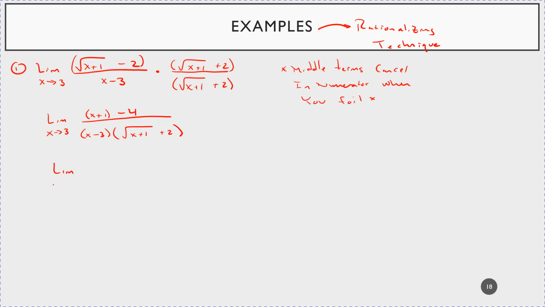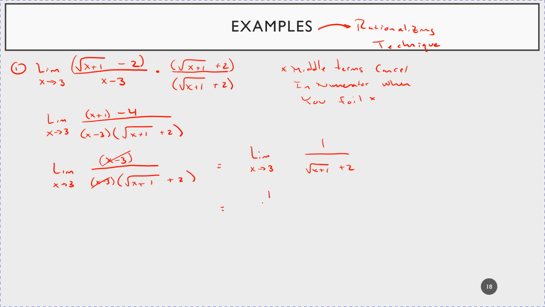So this becomes the limit as x goes to 3. Look, x plus 1 minus 4 becomes x minus 3, divided by x minus 3 times the square root of x plus 1 plus 2. Do you see why I didn't distribute? Well, look what's going to cancel here. Cancel, cancel. This becomes the limit as x goes to 3 of 1 all over square root of x plus 1 plus 2. And now you can just plug this in, right?